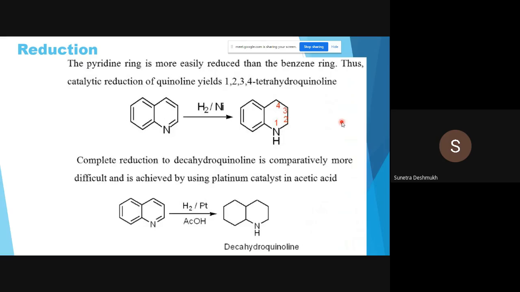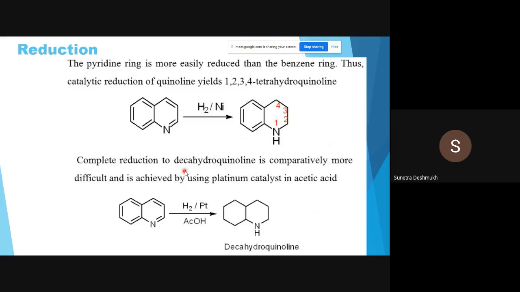Next one, reduction reaction of quinoline. The pyridine ring is more easily reduced. In oxidation, the benzenoid ring gets oxidized, and now in reduction, the pyridine ring gets reduced more easily than the benzene ring. Thus, catalytic reduction of quinoline yields 1,2,3,4-tetrahydroquinoline. In reduction the pyridine ring is reduced: the two double bonds are reduced in the presence of Raney nickel hydrogenation.